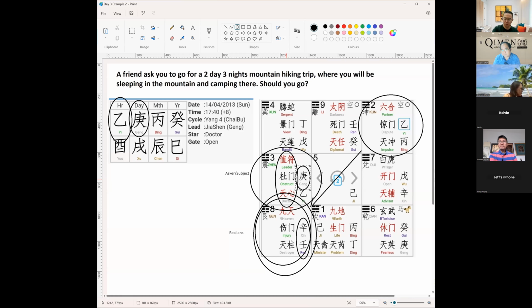Then the answer is telling us potential danger, injury. So now the thing is, should we go or not? Dilemma, right? Our friend asks us to go and if we tell them we don't want to go because of potential injury, they'll say you're crazy. Okay, how should we proceed further?